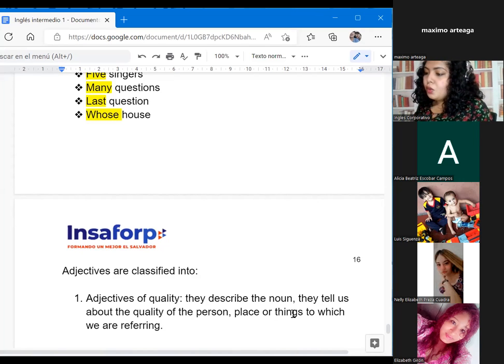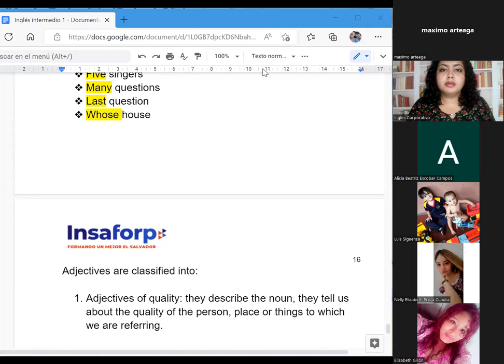Okay, in this case, we have the following adjectives. But, let's see. This one, that is the adjective of quality, is divided into other, smaller categories, because such adjectives can be formed in the following ways. We have different ways that we are going to see. For example, we have from nouns, from verbs, and from other adjectives. In this case, we have these adjectives that are formed by other ones.